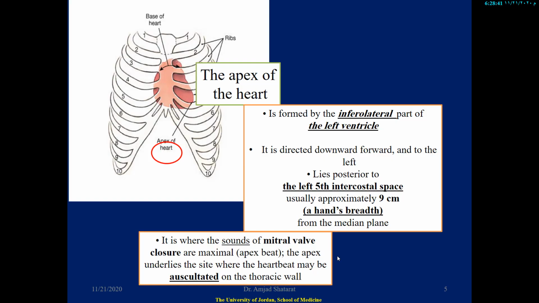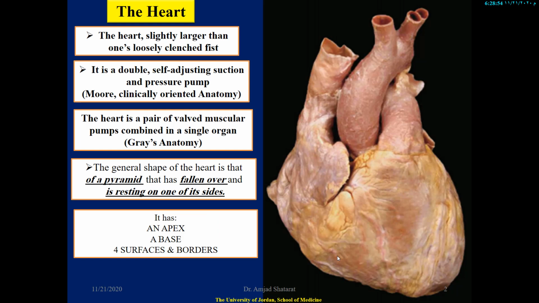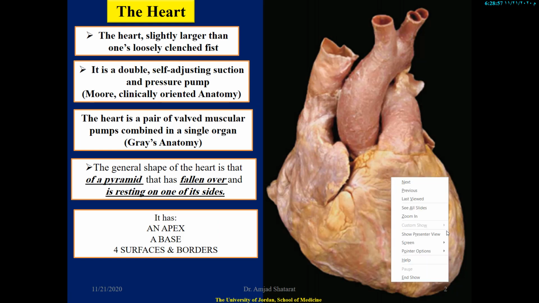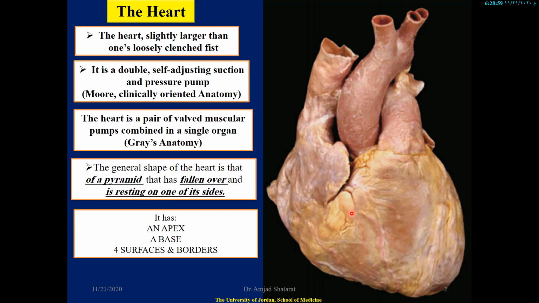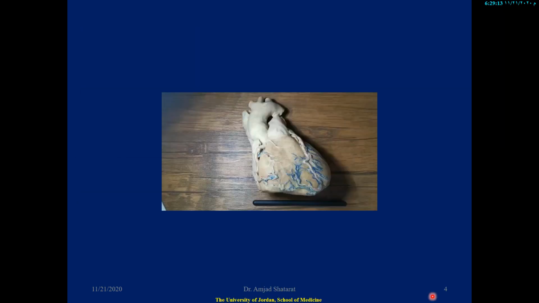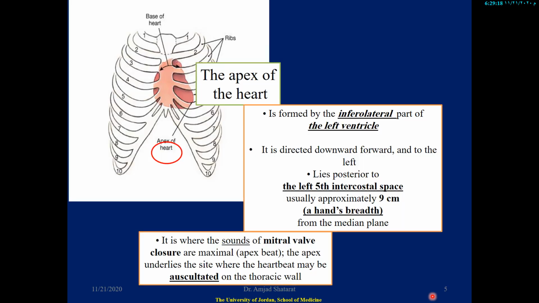So as it was explained to you in that video, we have seen the surfaces: the sternocostal, which is the anterior surface here, this one here. Of course, we also have the pulmonary surfaces, right and left. This is the right one, this is the left one on the other side. Of course, we have the diaphragmatic surface. We talked about it. We will talk about each one of these surfaces as we proceed.